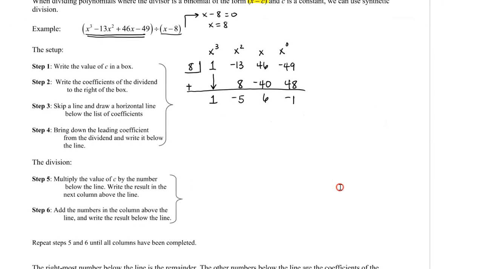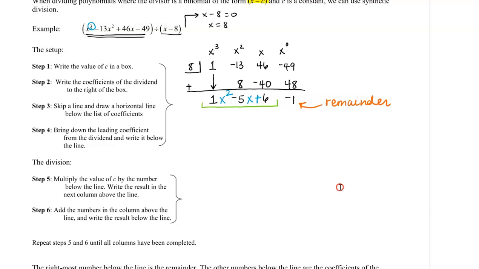So now that we have finished the division, we are ready to write our quotient and our remainder. The quotient comes from all of the terms except the last one. The remainder comes from the last term that you got in your division. So what's underlined in green gives us the coefficients to our quotient. Because the dividend started with an exponent of 3, and we divided by something linear, the quotient will now drop down to an exponent of 2. So we now have 1x squared minus 5x plus 6 with a remainder of negative 1.